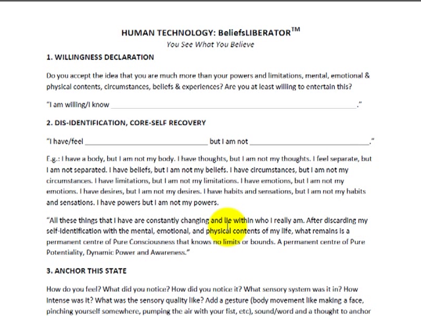So whatever it is that you're working with at that time, that's what you will fill into these blanks. Then of course you'll say to yourself that all these things that I have are constantly changing and lie within who I really am. They lie within who you really are. After discarding my self-identification with the mental, emotional, and physical contents of my life, what remains is a permanent center of pure consciousness that knows no limits or bounds. A permanent center of pure potentiality, dynamic power, and awareness.